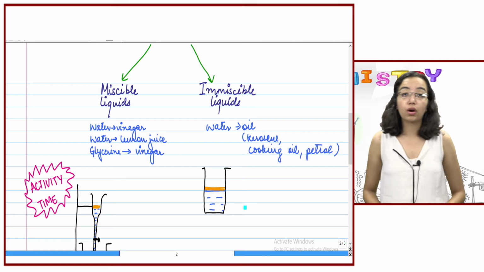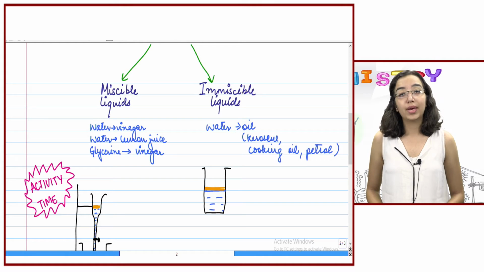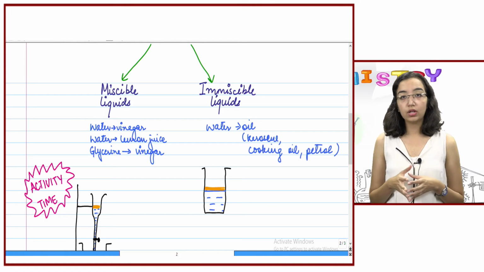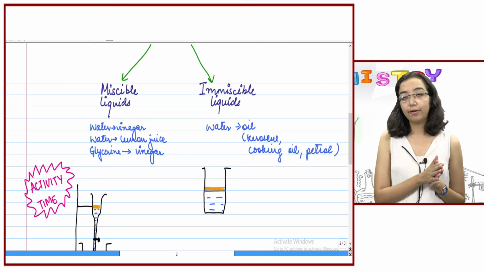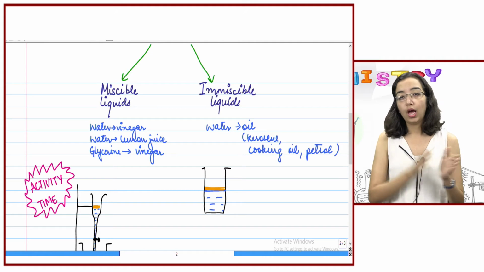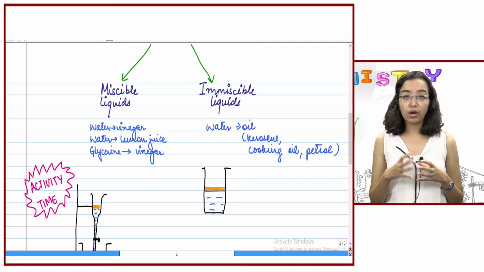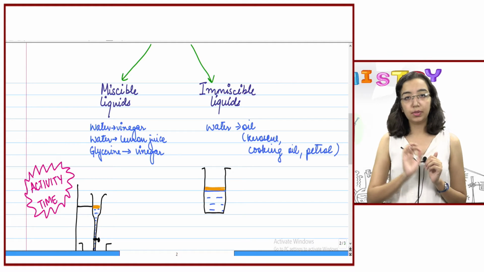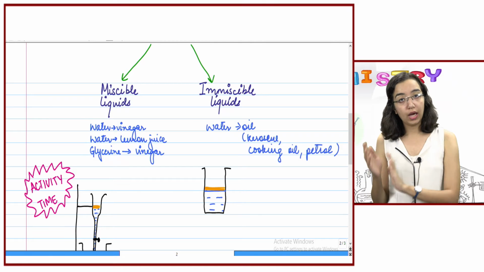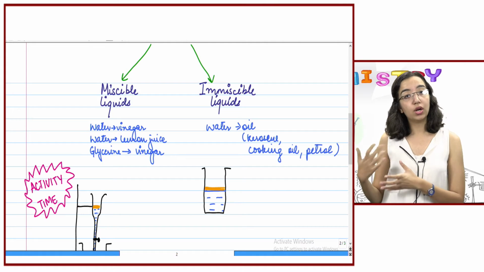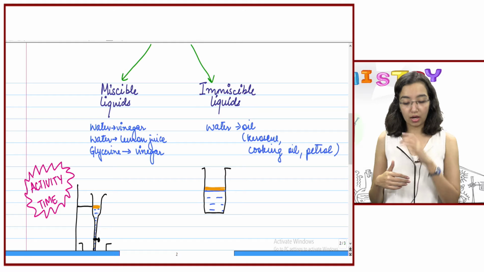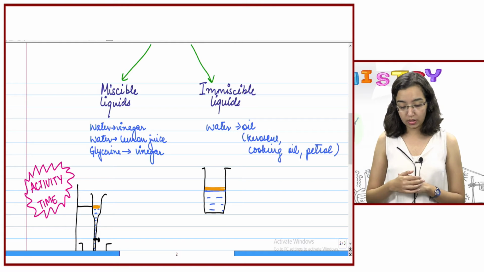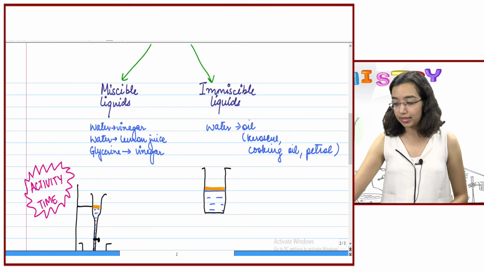Now let's talk about some liquids mixing in liquids. Based on this property, we'll be able to see what kind of liquids get mixed in a liquid and what do not. When a liquid gets mixed in a liquid, then it is called a miscible liquid. Whereas on the other hand, if a liquid does not get mixed in another liquid, then it is called immiscible liquids. So let me show you by example here.